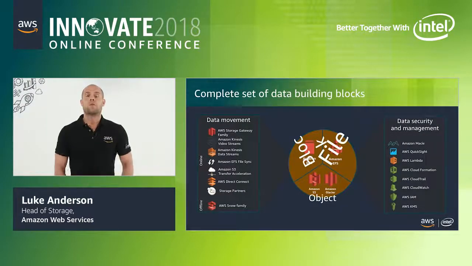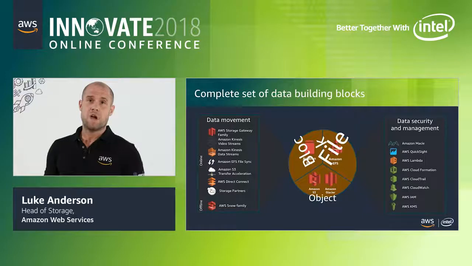I'd like to start with an overview of the storage services we have available in AWS. As you can see, we have block, file and object store offerings in the center of the screen. For block storage, there's Amazon Elastic Block Store, which I'll refer to as EBS for the remainder of this presentation. EBS provides block storage for EC2 instances running inside of AWS.